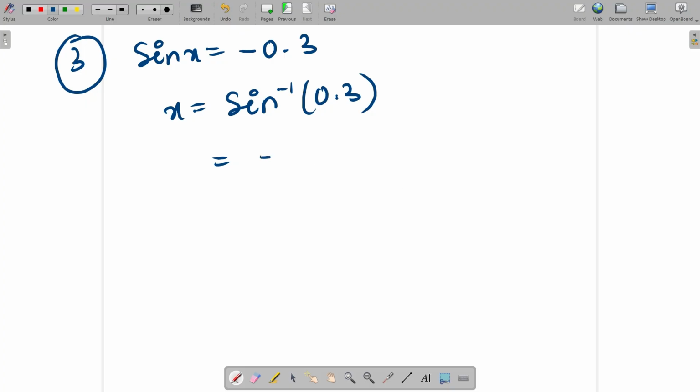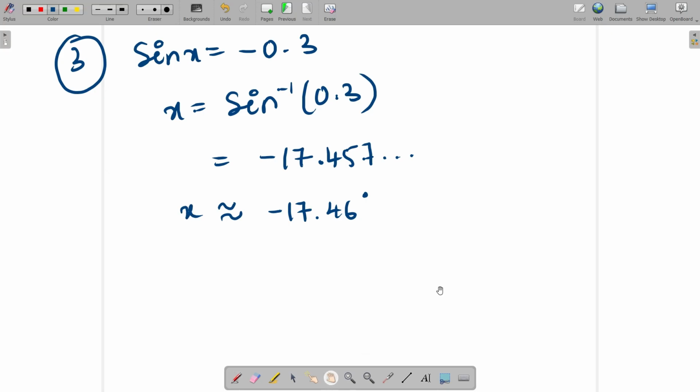So I got the value as negative 17.457, and so on. We don't want so many digits. We'll round off. Make sure that your answer is to two decimal places. When they don't specify anything, just give the answer in two decimal places. So it will be negative 17.46 degrees.